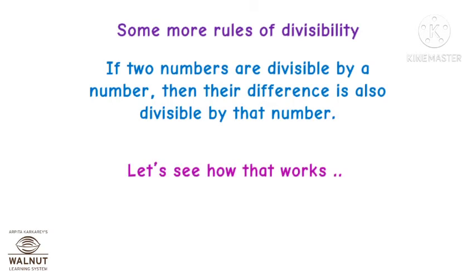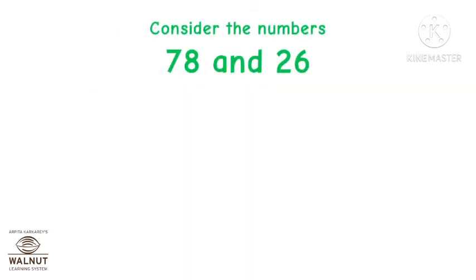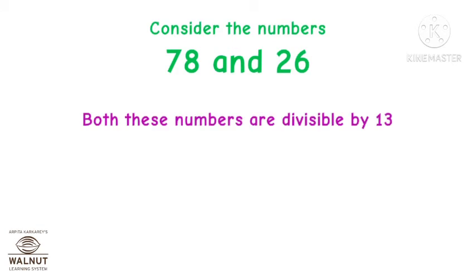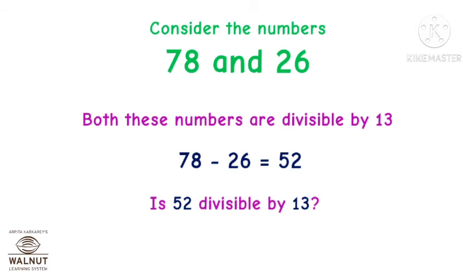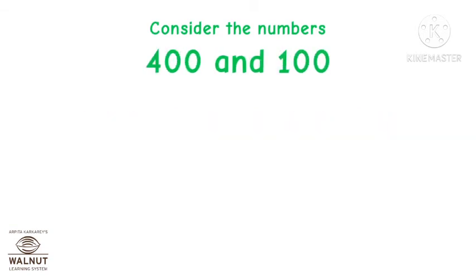Let's see how that works. Consider the numbers 78 and 26. Both these numbers are divisible by 13. 78 minus 26 is equal to 52. Is 52 divisible by 13? Yes.